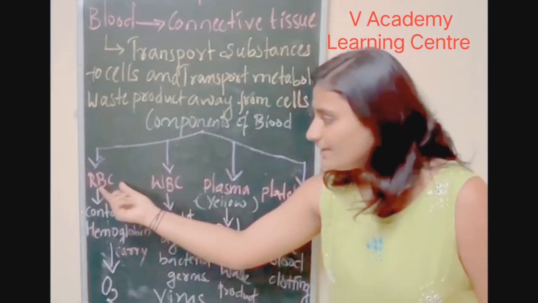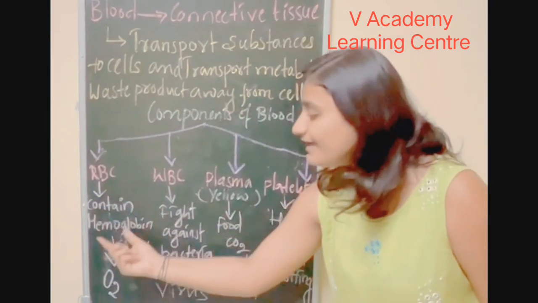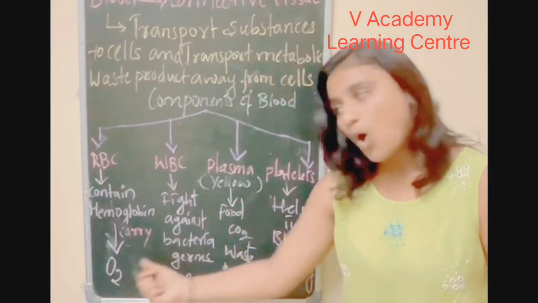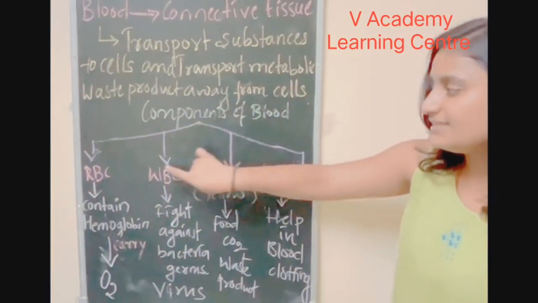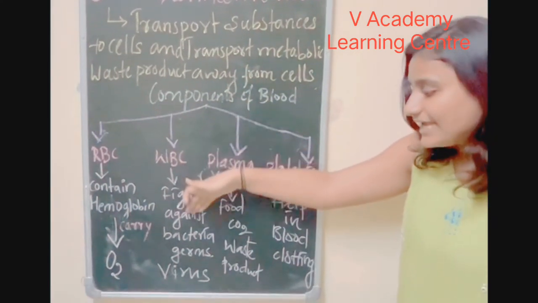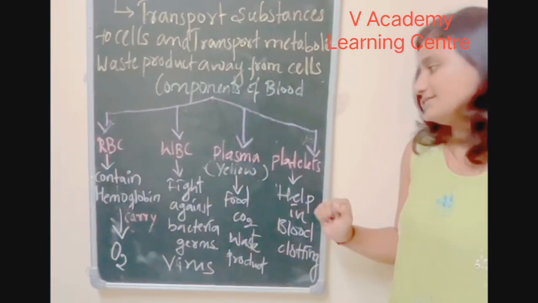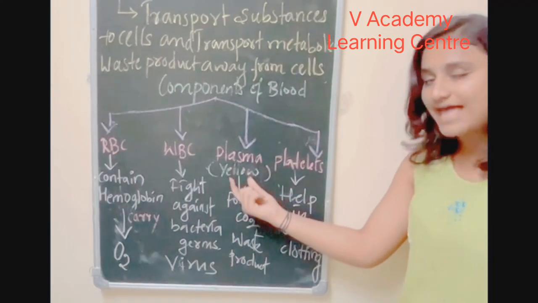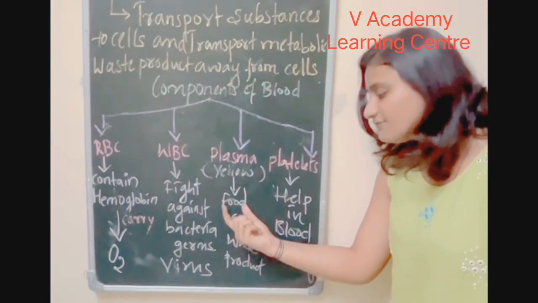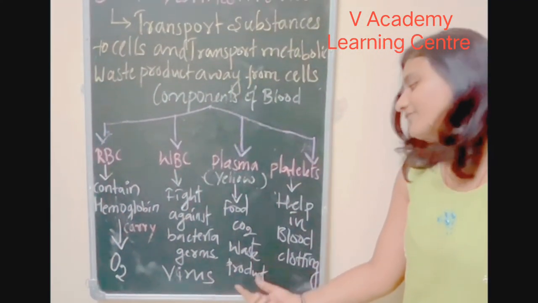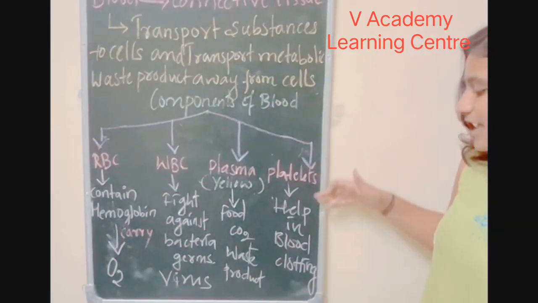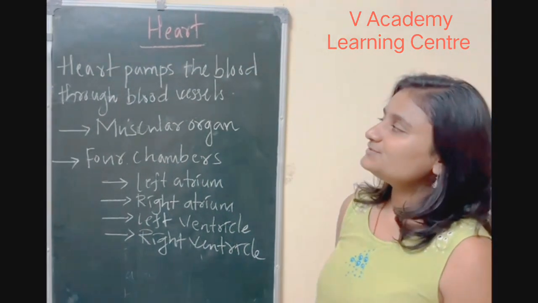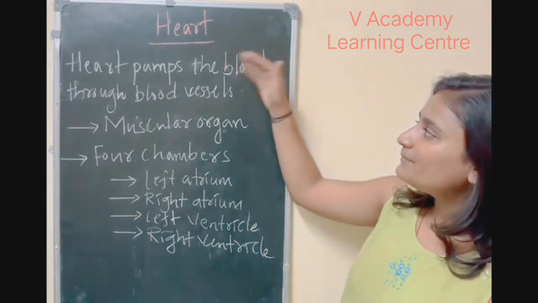So this is RBC, red blood cells, which contain hemoglobin and carry the oxygen. And this is white blood cells, that is WBC, which fight against bacteria, germs and viruses. And this is plasma, which is yellow in color, which transfers the food, carbon dioxide and waste product. And the platelets, which help in clotting.